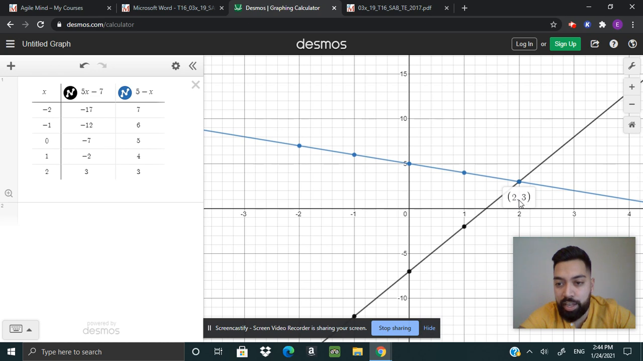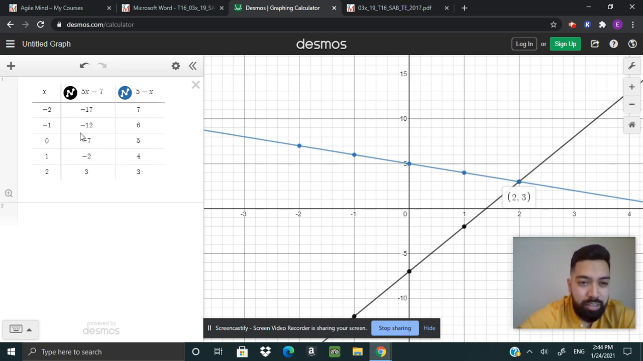That's 2 and 3. X is 2. The solution is x equals 2. And the value where they're equal to each other is at 3. So you can see that on the table as well. Right now we're supposed to be using tables. I'm giving you kind of a little preview of how you're going to use graphs.